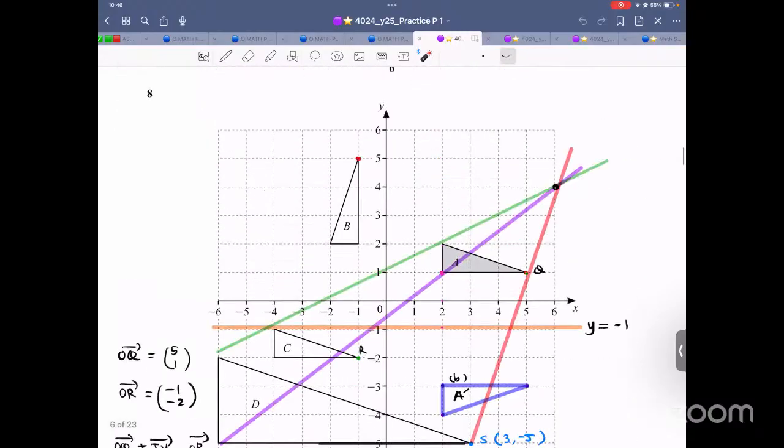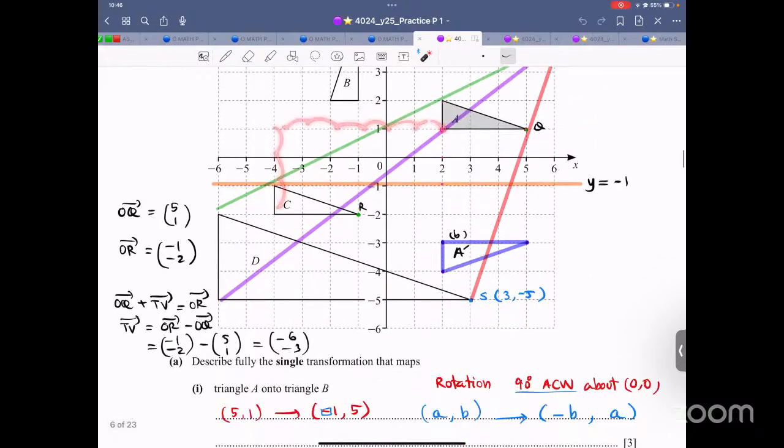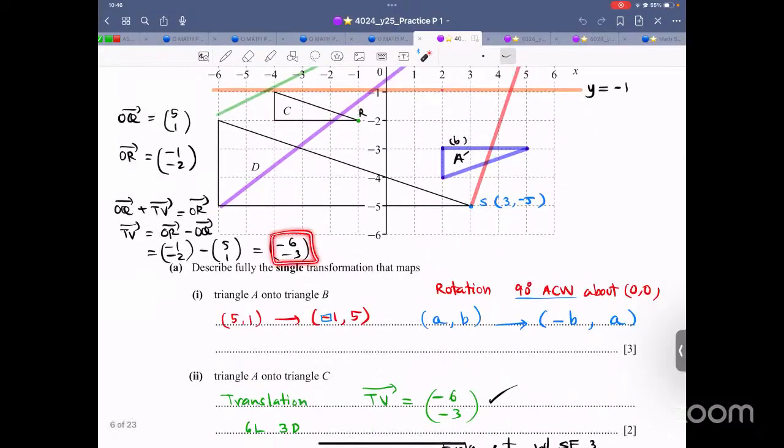Triangle A onto C. So triangle A sliding onto C. So just take this point, 1, 2, 3, and this 4, 5, and 6, 6 units to the left and 3 units down. So 6 to the left, 3 units down, or the original plus the translation vector is the final, and then do the subtraction, you get the same answer.